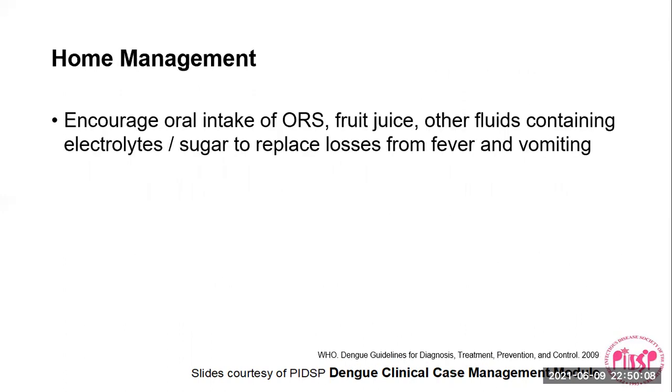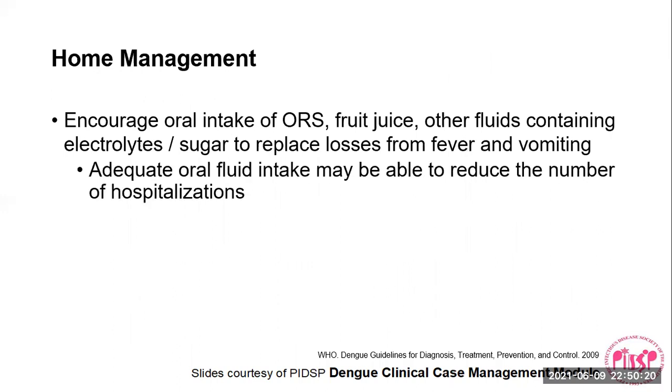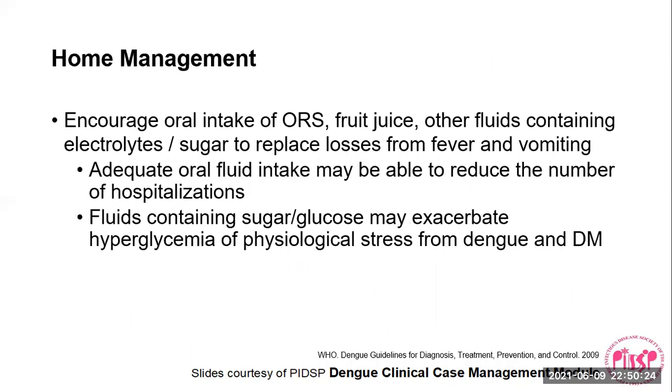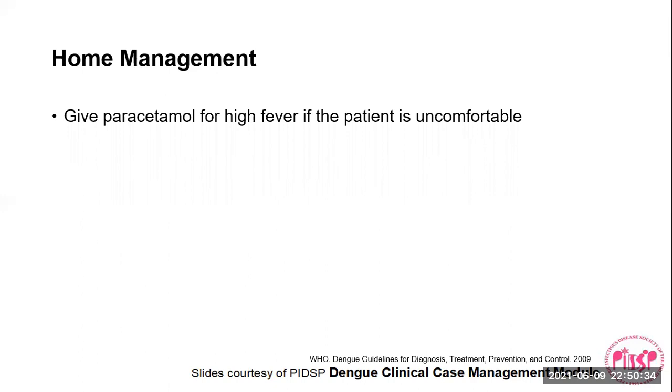So, home instruction includes encouraging oral fluid intake of ORS, fruit juice, or other fluids containing electrolytes or sugar to replace losses from fever and vomiting and diarrhea. Adequate oral fluid intake may be able to reduce the number of hospitalizations. Fluids containing sugar or glucose may exacerbate hyperglycemia or diabetes, so they should be taken into consideration.